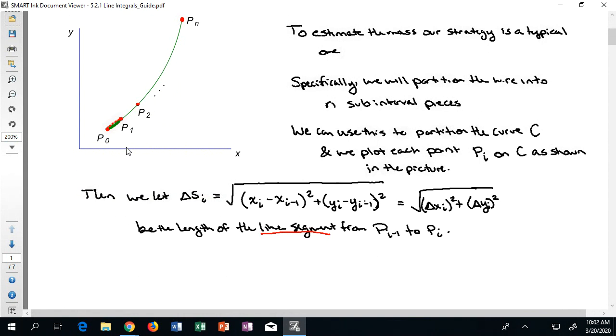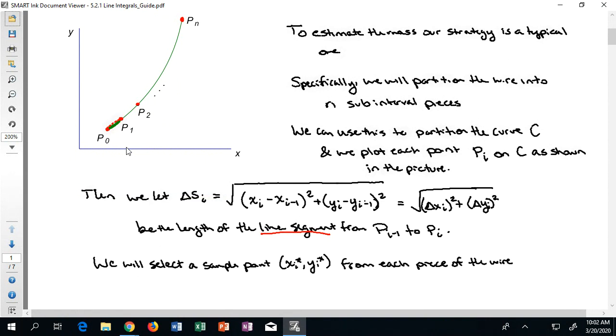Well, then I could go ahead and do the following. We will select a sample point xi star, yi star from each piece of the wire, right?